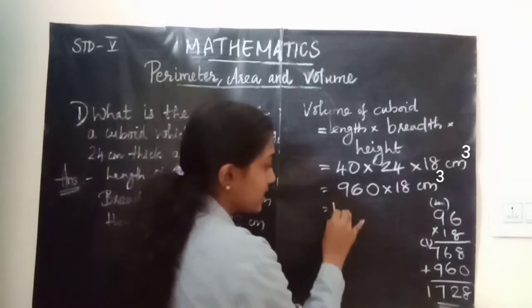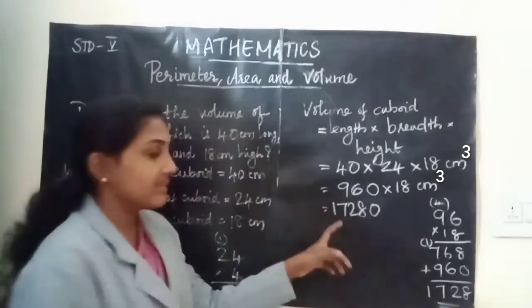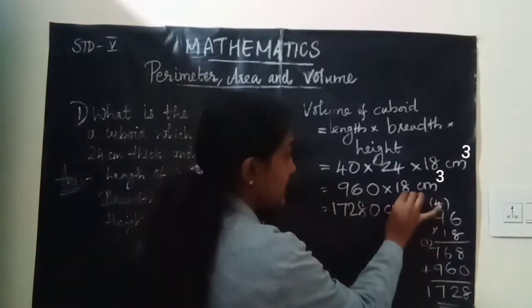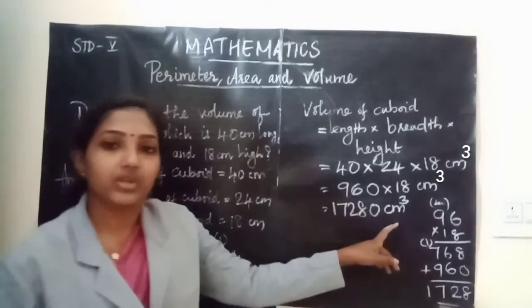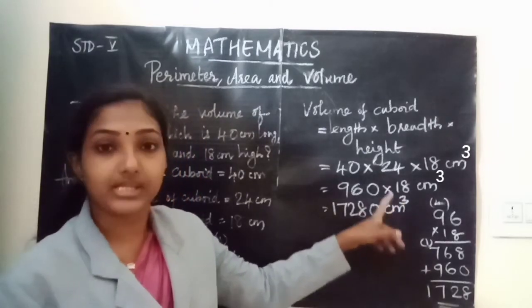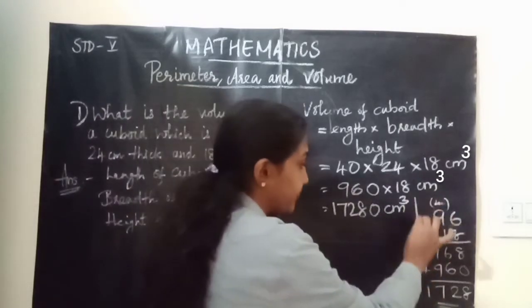And for 960 into 18, 0 is here. So it is 17,280 centimeter cube. The unit of volume is centimeter cube. It is represented in cubic centimeter or centimeter cube. Okay.